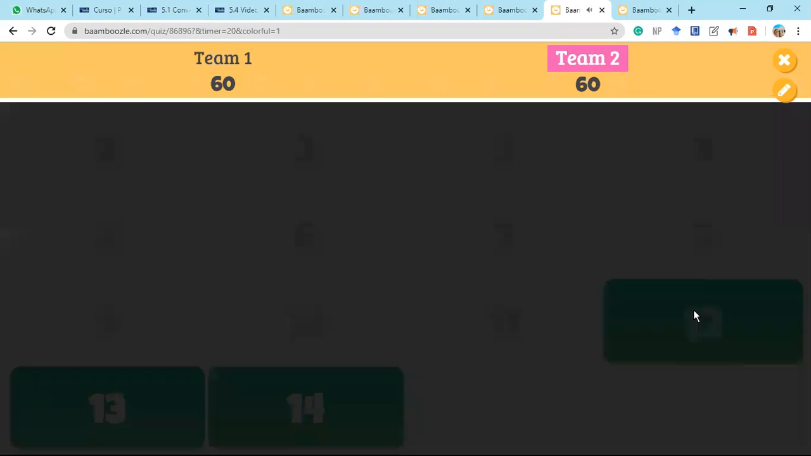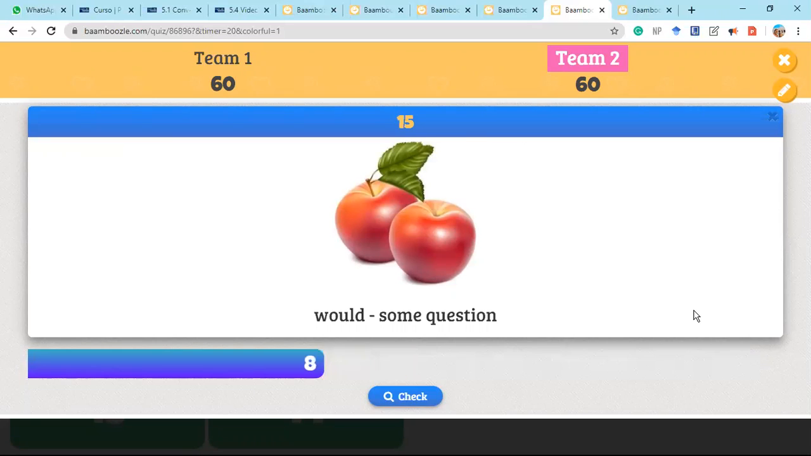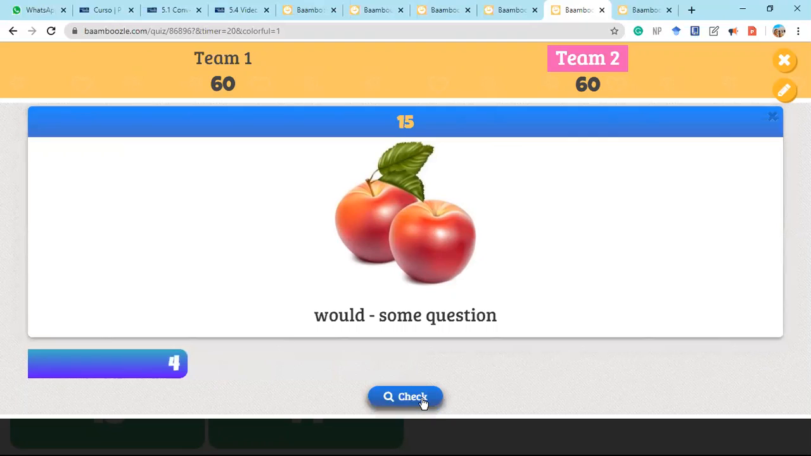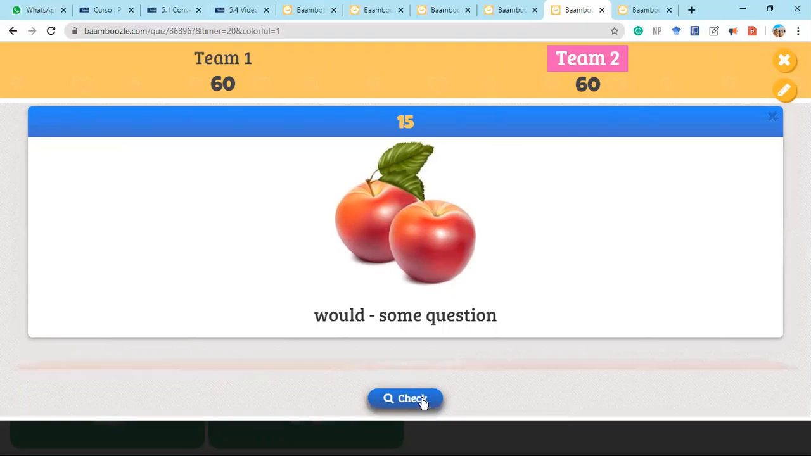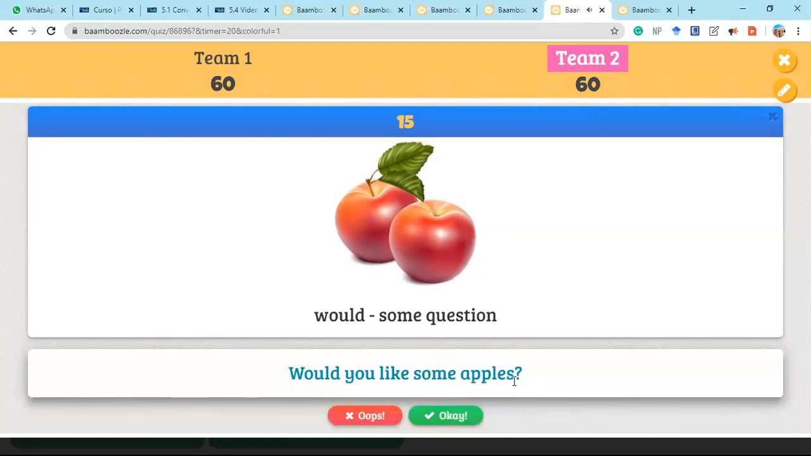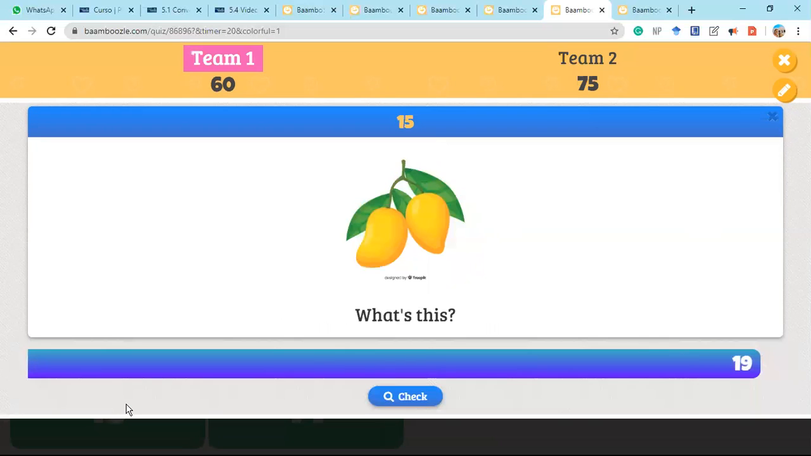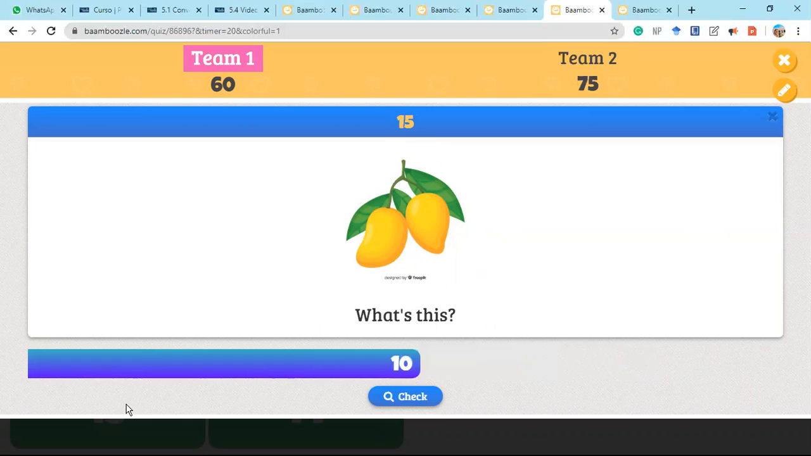Okay, girls, number 12 is for you. Easy. Some question, girls. Would you like some apple? So the question is with some. Okay, some apples. The score right now is team 1, boys, 60, team 2, girls, 75. The last question for boys. Oh, well, very easy. What's this? Mango. It's mango. Okay. Mangoes.